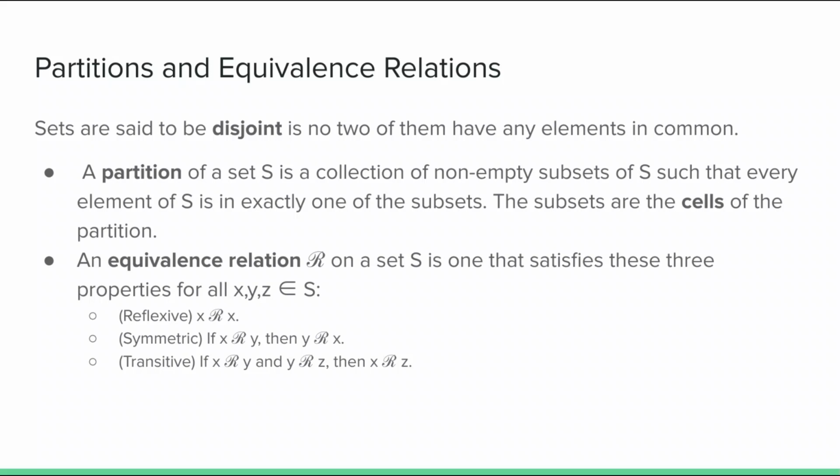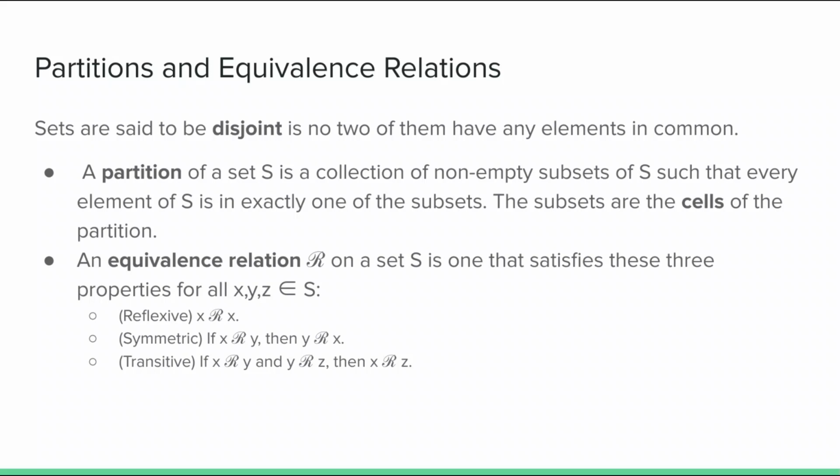A partition of a set S is a collection of non-empty subsets of S, such that every element of S is in exactly one of those subsets. These subsets are called cells. So at the moment I'm just throwing definitions at you. You can apply them, but you need to understand what the words mean more than actually applying them.